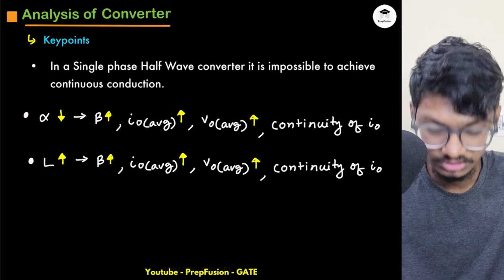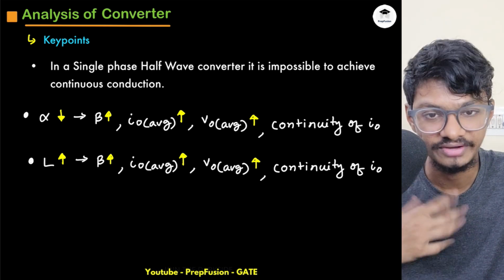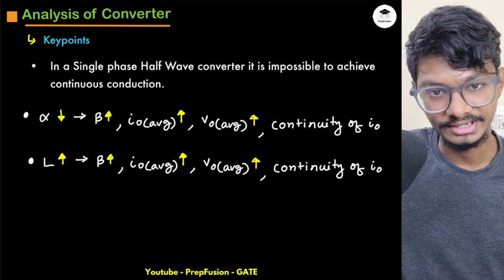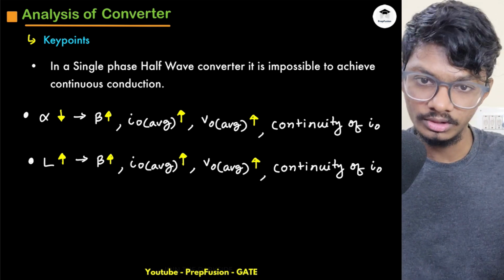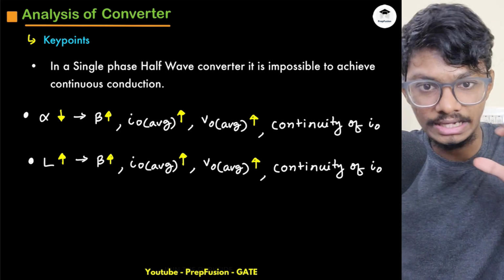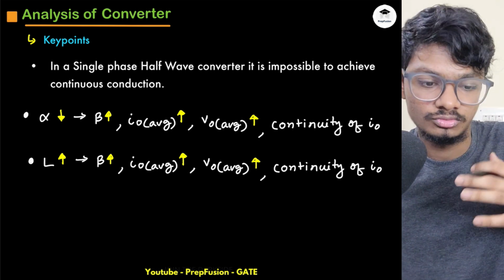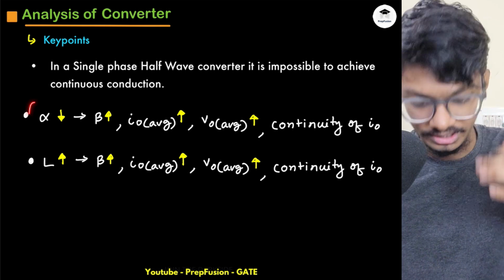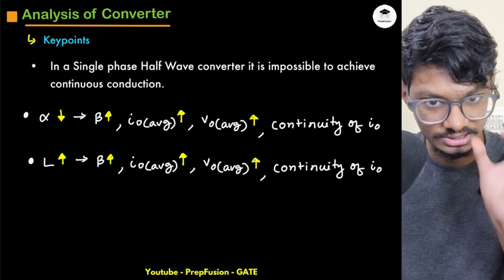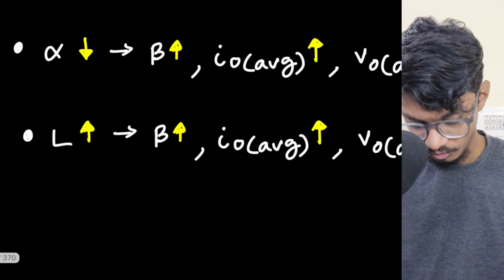I will assume a few cases. If I reduce my fire angle, so if I trigger earlier, what will happen? Beta will increase. Why? Because obviously it will take more time to discharge, because it has charged for more time. It has more energy now, because as alpha is lower, the charging time increases. Hence, it has more energy.